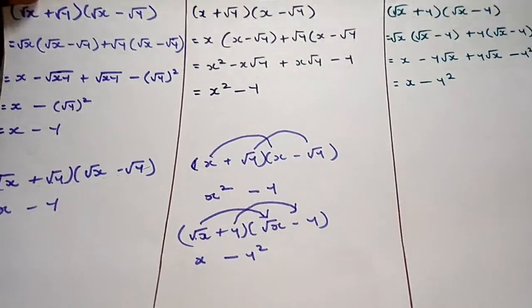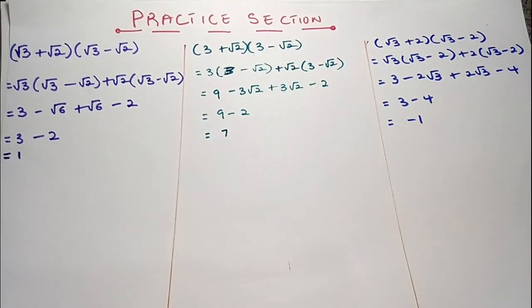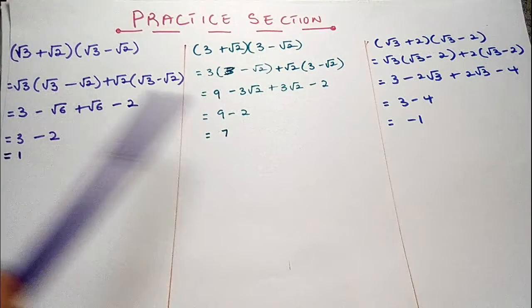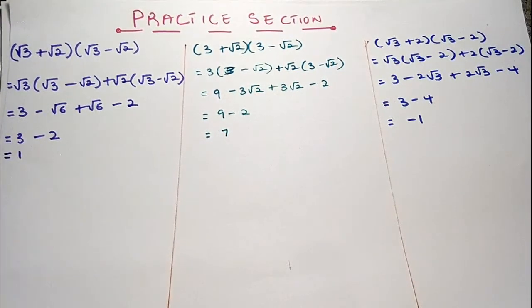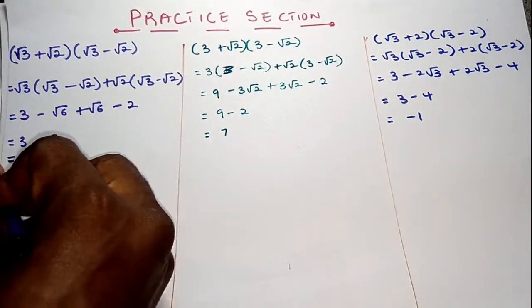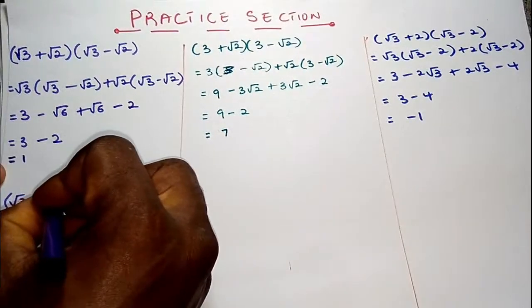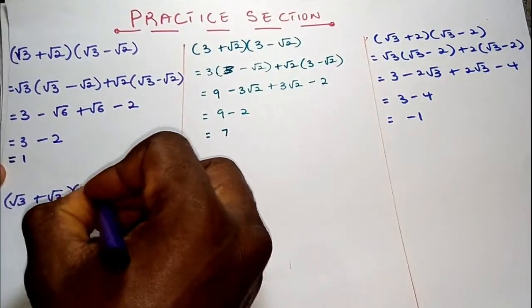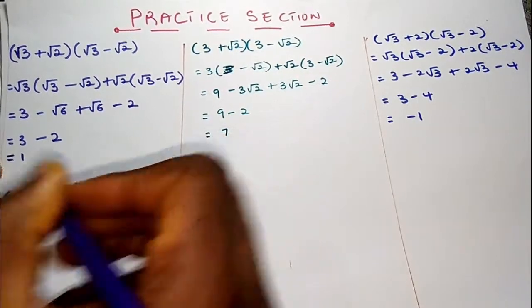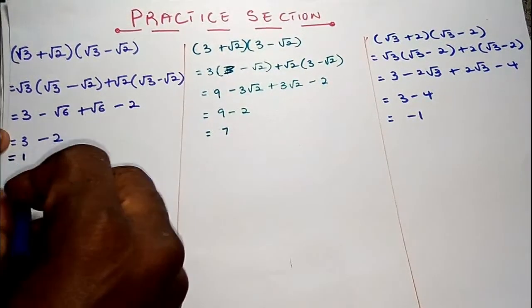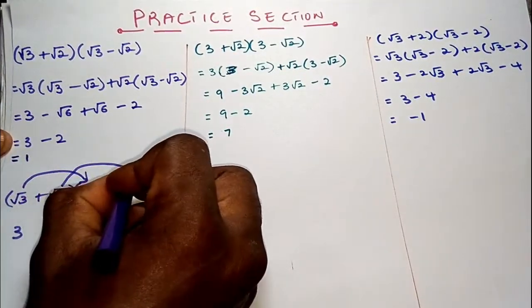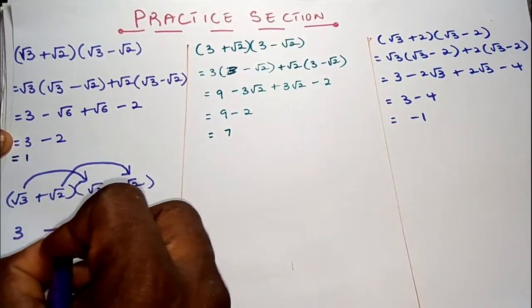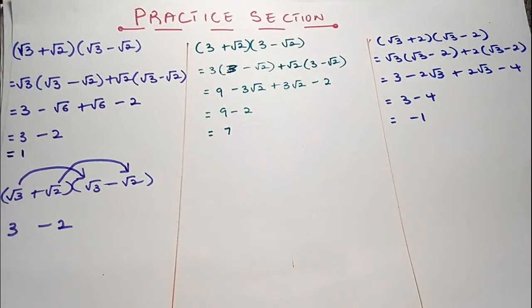Now let's look at the real examples. You notice that in this example, we have already distributed it the normal way. You distribute brackets like this. But using the trick, let's see if we'll get the same answer. So if you have root 3 plus root 2, all in bracket, then root 3 minus root 2. Now let's use our normal trick. This goes into this, we'll get 3 here, and this goes into this, we'll get minus 2. And that is it.